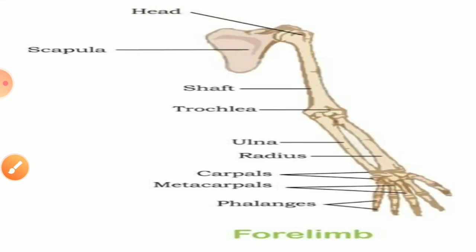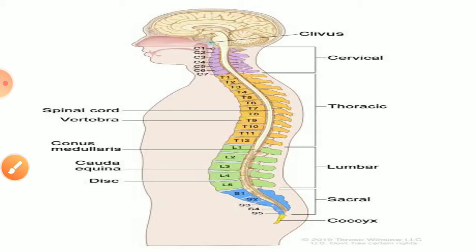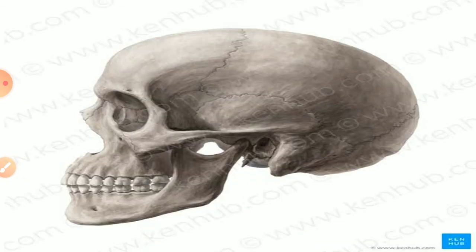So children, in today's class, we learnt about different parts of our skeletal system. In our next class, we are going to learn about the different joints that are helpful in the movement of our skeletal system. Okay, children. Open your textbook and start reading up to the functions and parts of your skeletal system.